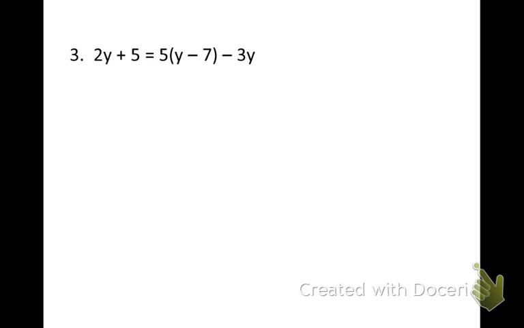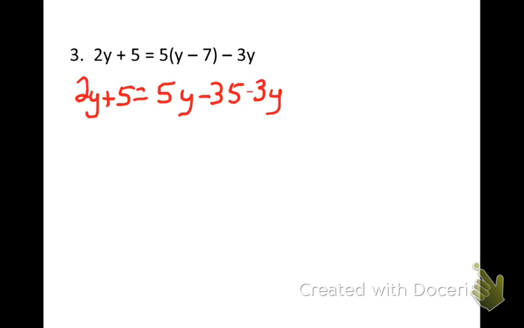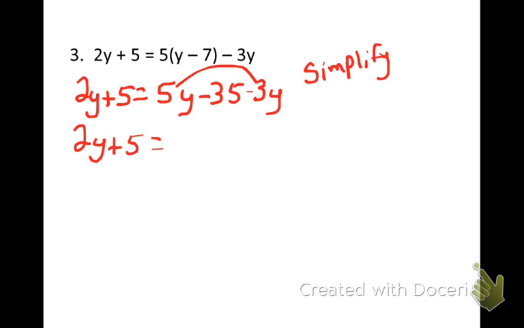Right, on this one, on the right side we need to distribute, so we're just going to leave the left side alone. 2y plus 5 equals, distributing, I get 5y minus 35 minus 3y. Now there's a couple of things you can do, but I like to do what I call simplifying, which means I look at each side and see if there's some math I can do. Well, on the left there's nothing I can do, but on the right I can say 5y minus 3y is 2y minus 35. It's not necessary to do that, but I think it's helpful.